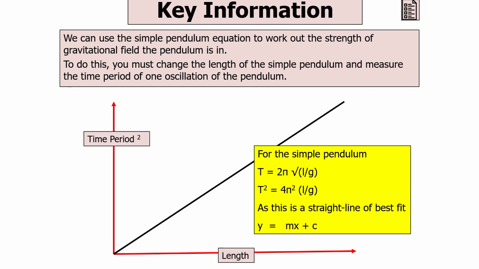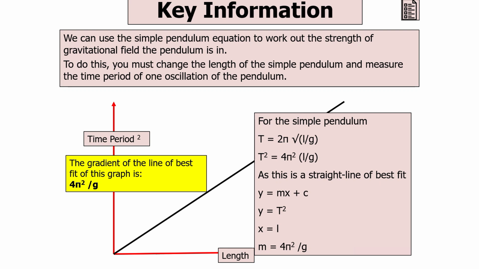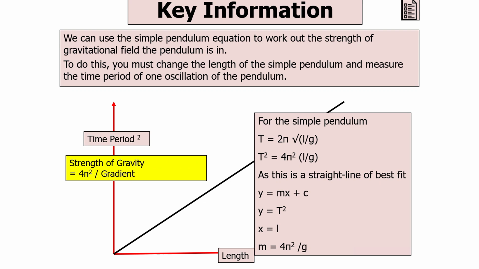So as we know, it's a straight line, y equals mx plus c. y is T squared, x is L, and the gradient is 4π squared over g. So the gradient of the line of best fit of this graph is 4π squared over g. So the strength of gravity is 4π squared over the gradient.